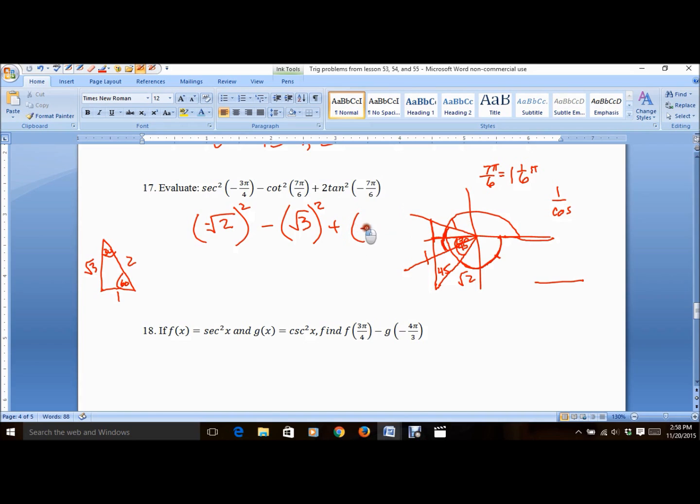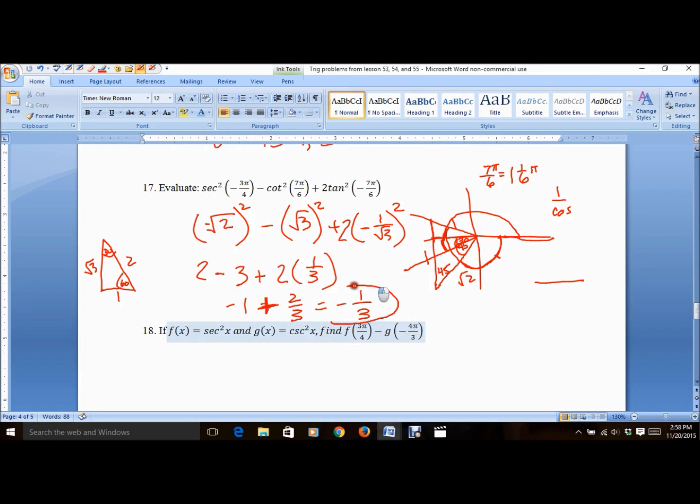So this tangent is going to be negative, and since it's a 30-degree angle, we are saying opposite over adjacent, so 1 over the square root of 3, or square root of 3 over 3, however you want to do it. And we're supposed to multiply that by 2, and we're supposed to square it. So negative square root of 2 squared is just 2. Square root of 3 squared is 3. And then 2 times 1/3. So 2 minus 3 is negative 1, and then, plus 2/3 is going to be negative 1/3.